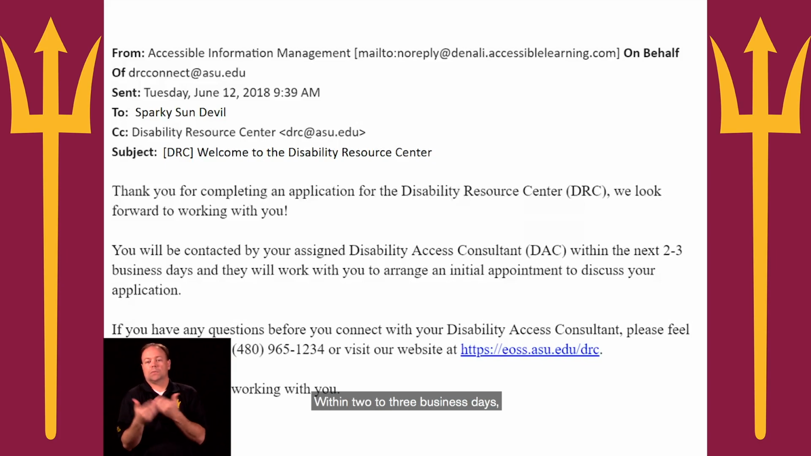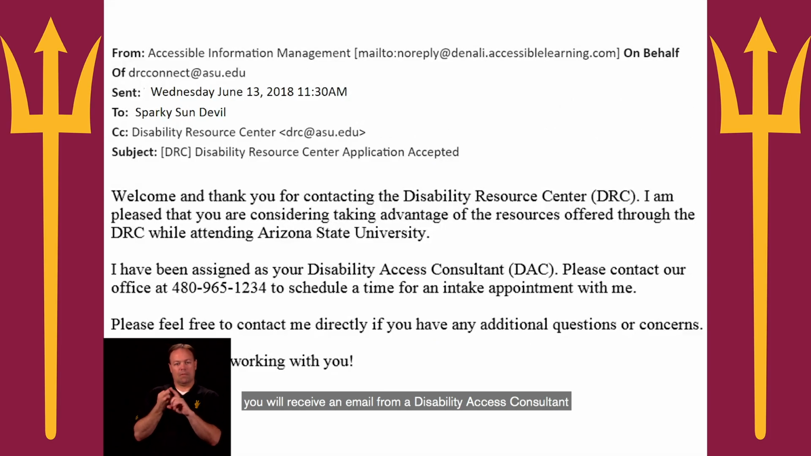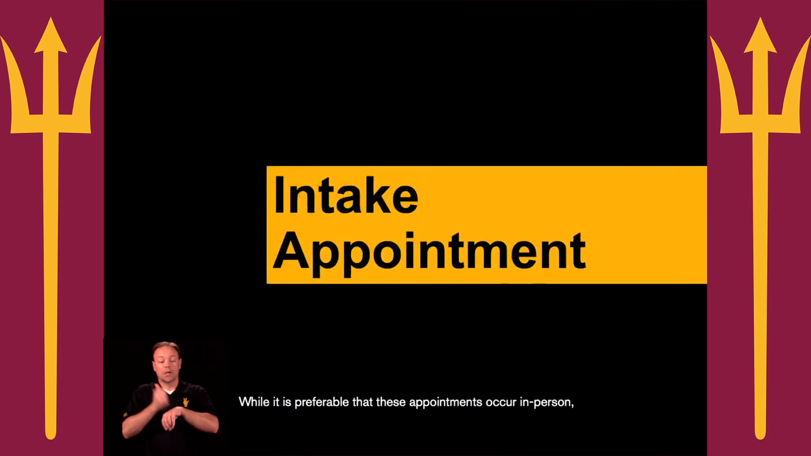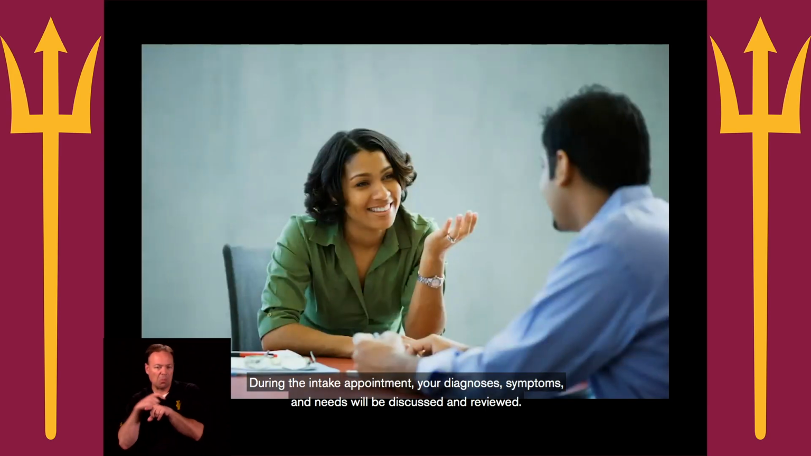Within 2 to 3 business days, you will receive an email from a disability access consultant asking that you call the general DRC phone number to arrange an intake appointment. While it is preferable that these appointments occur in person, they can be done over the phone or via teleconference if necessary. During the intake appointment, your diagnoses, symptoms, and needs will be discussed and reviewed.